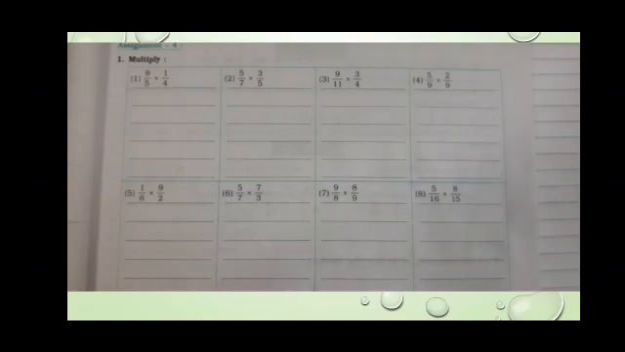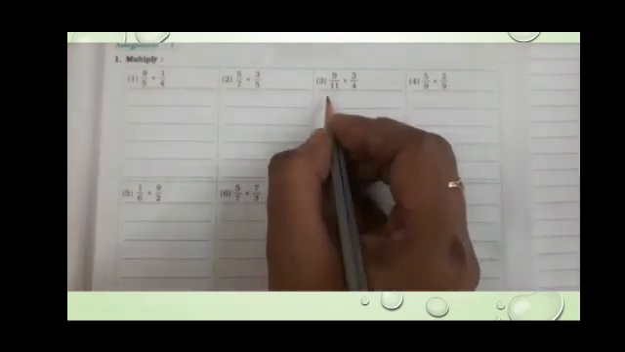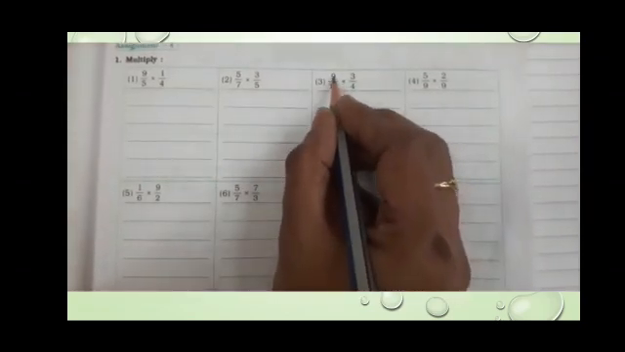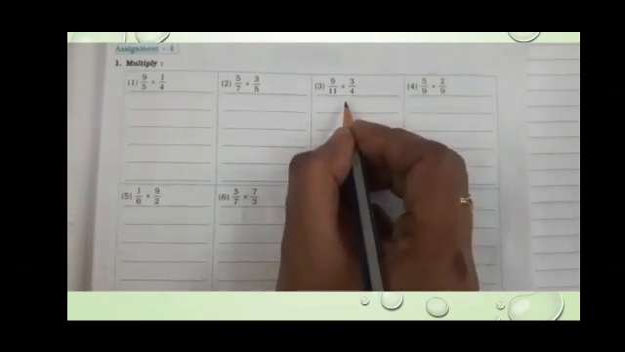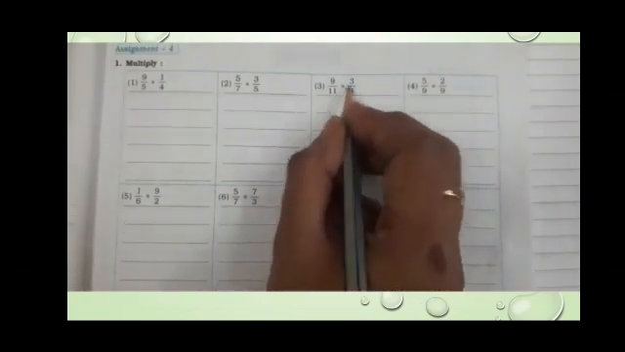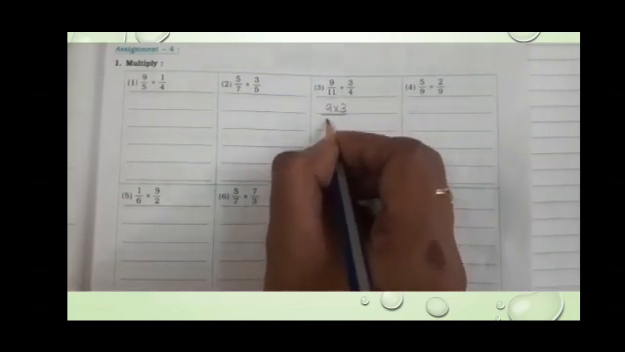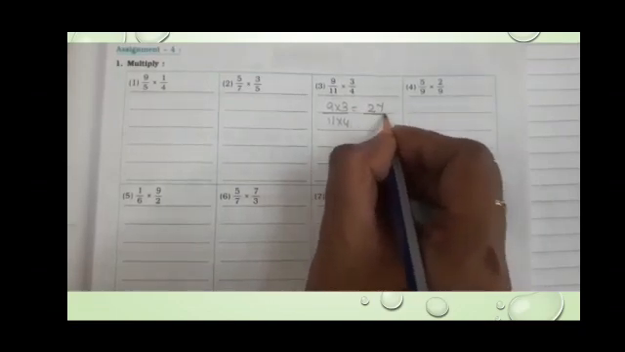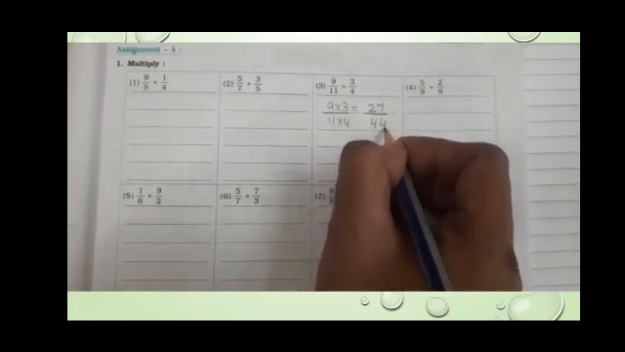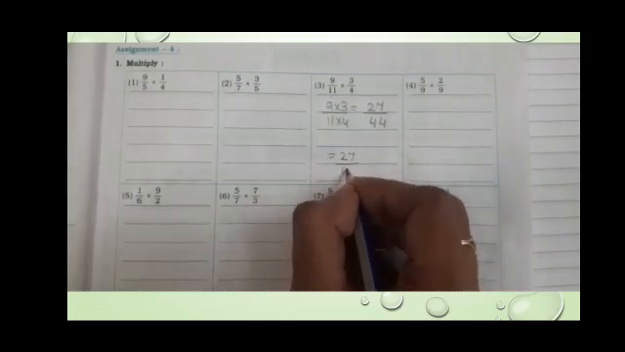Let's solve workbook examples. Now children, I am solving your third sum. Here 9 by 11 multiplied by 3 upon 4. Here you can see you cannot divide anything, so you have to multiply the numerators. 9 3s are 27 and 11 4s are 44. So your answer is 27 upon 44.